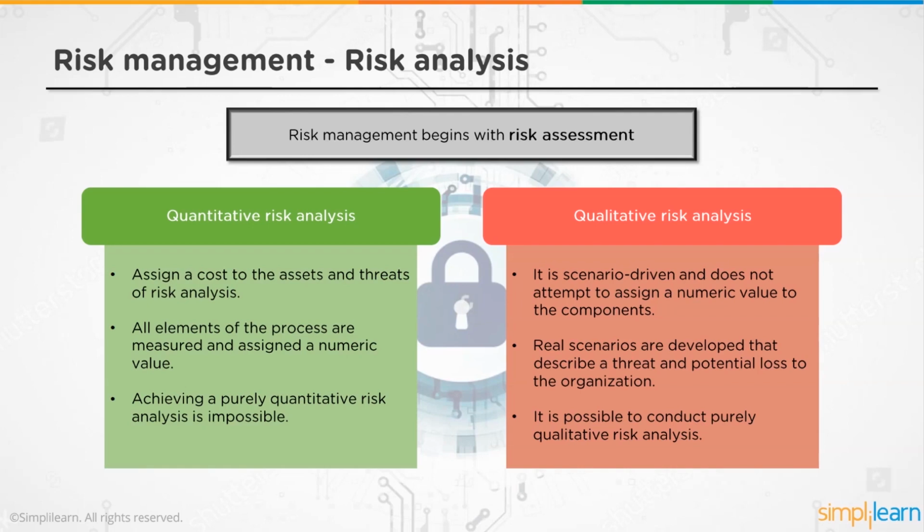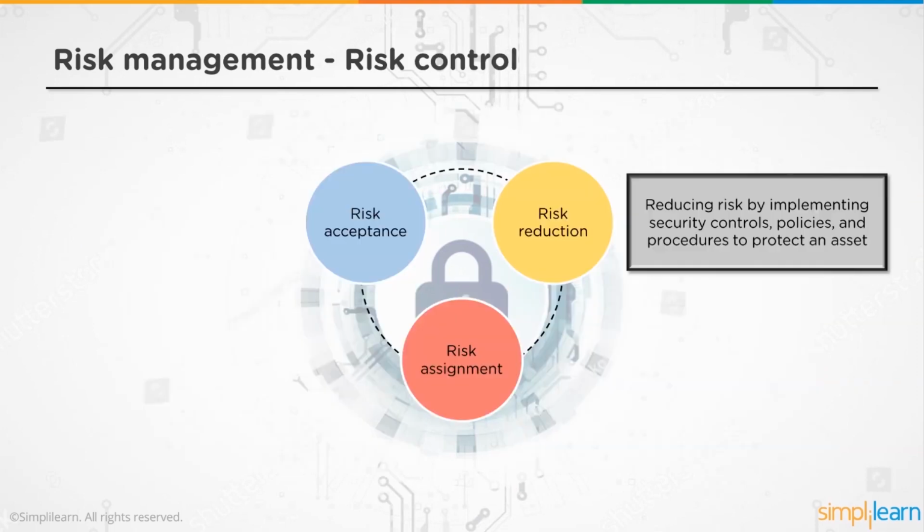A newer organization which doesn't have much historical data on how threats have affected it may go in for a qualitative one, and as they mature over time in their security practices, they may then turn over to a quantitative risk analysis or a hybrid risk analysis, where they're using a combination of quantitative and qualitative both. Thus, the risk controls that we were talking about: risk acceptance, risk reduction, and risk assignment.